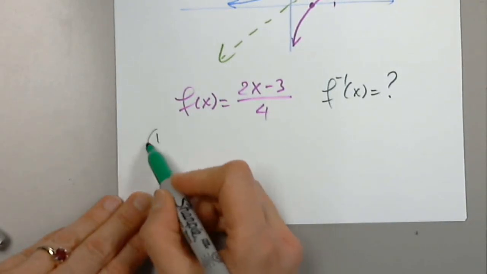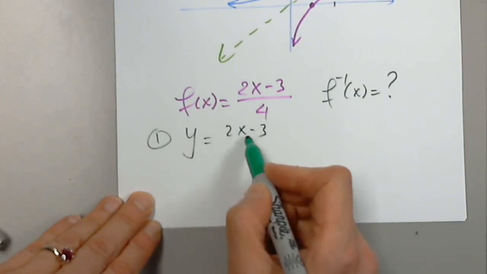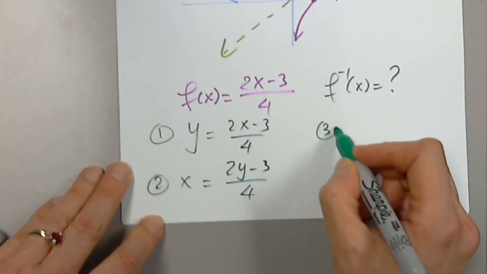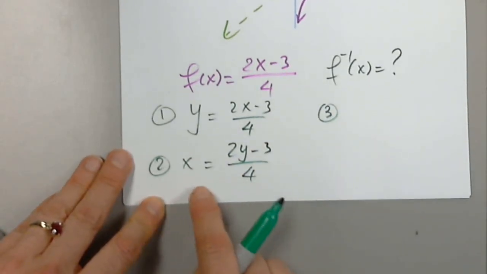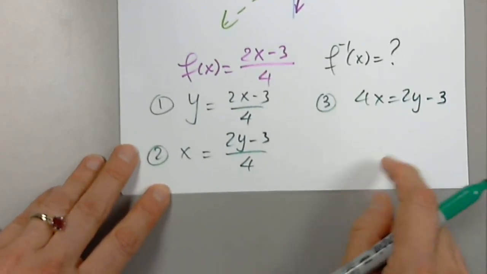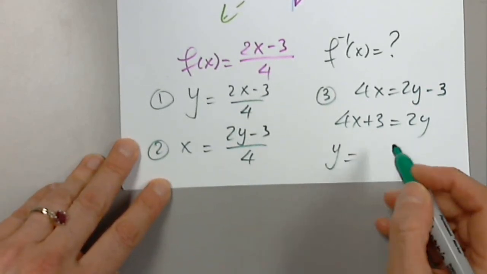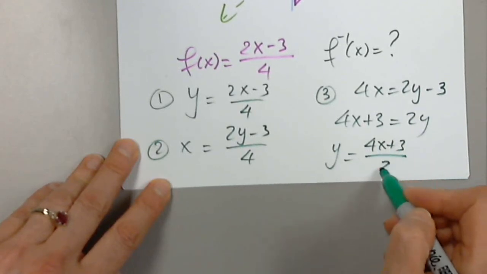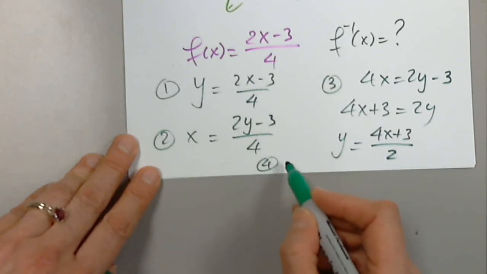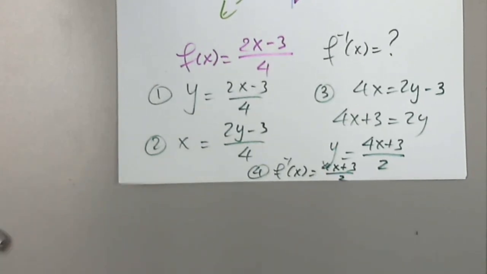First step. Very good. Very good. Multiply by 4. Very good. Somebody has been doing a lot of work. I'm very proud of you. So, final step. Inverse 4x plus 3 over 2. Very good. Anything else?